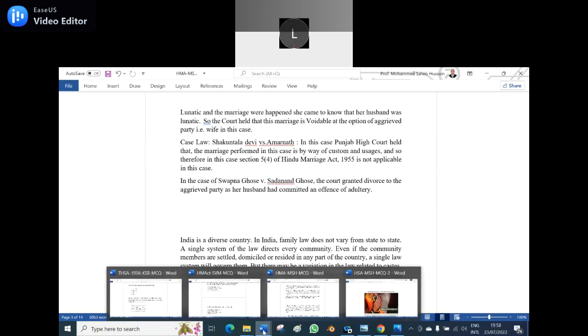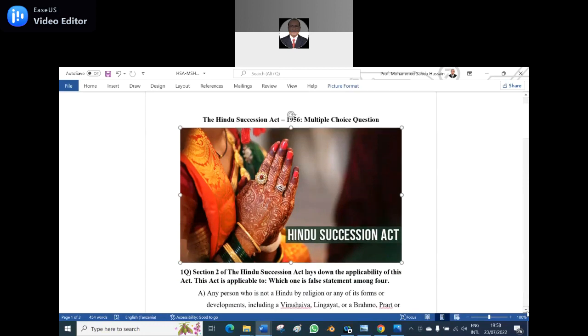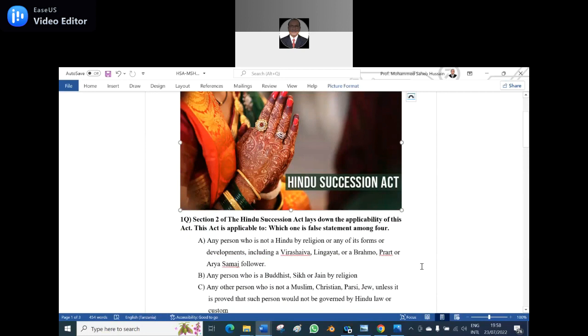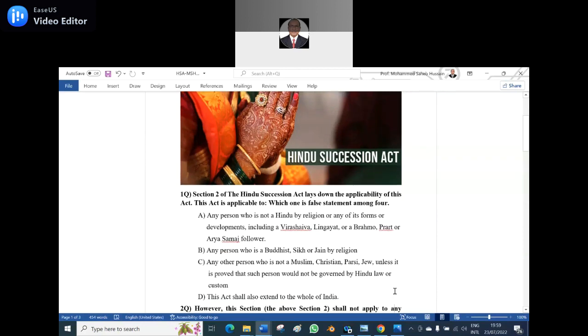Section 2. I appreciate it. Now let us see the Hindu Succession Act of 1956 multiple choice questions. The first question: Section 2 of the Hindu Succession Act lays down the applicability of the Act. This Act is applicable to which one? Which is the false statement among the four? A. Any person who is not a Hindu by religion or any of its forms or developments, including the Virashaiva, Lingayat, or the Brahmo, Prarthana or Arya Samaj followers. B. Any person who is a Buddhist, Sikh or Jain by religion. C. Any other person who is not a Muslim, Christian, Parsi, or Jew, unless it is proved that such a person would not be governed by the Hindu law or custom. D. The Act shall also extend to the whole of India.